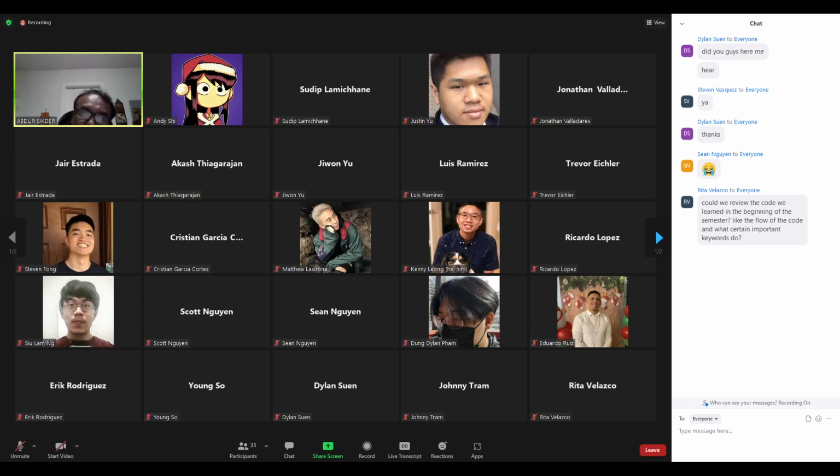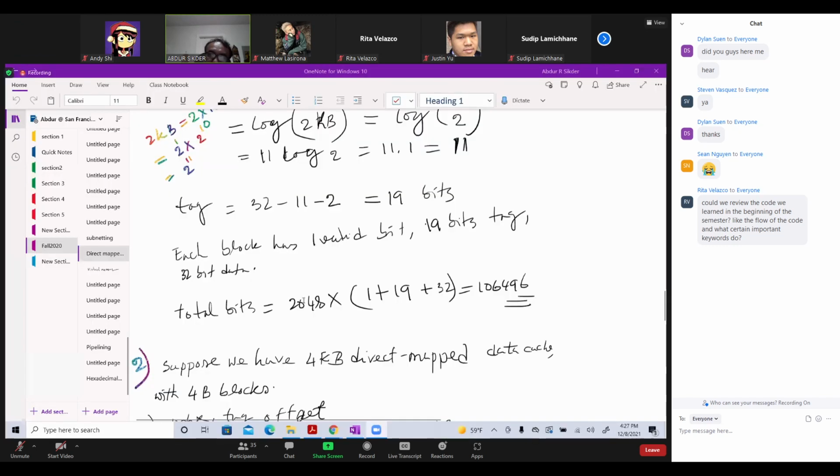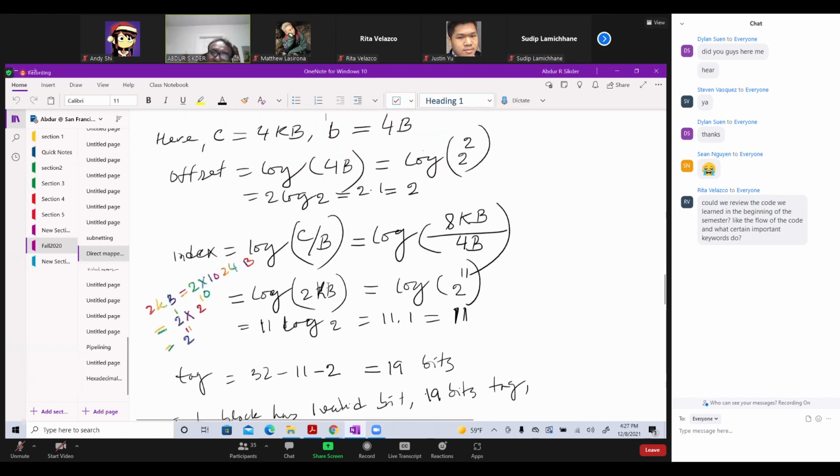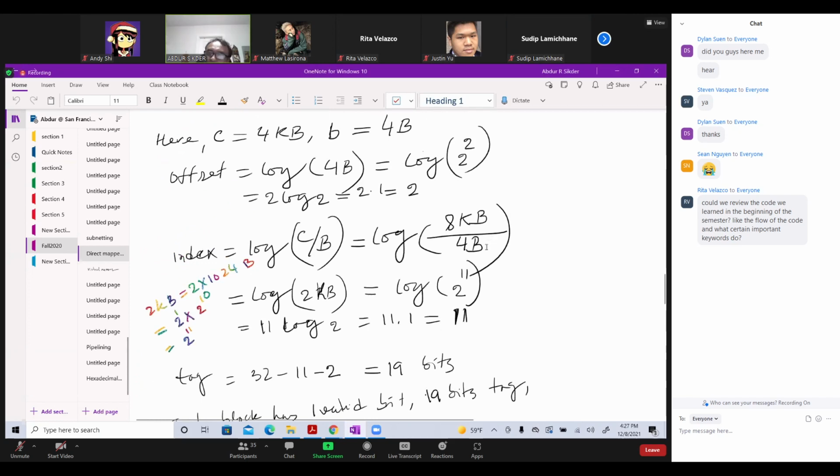In this example, if you see on the screen, are you seeing the screen? No. Let me share. This one. In this case, total bits is 2048 times 1 plus 19 plus 32. Here the tag is 19. So it's not always 1024. How do you get that 2048? Here, you divide cache size by size of the block. When you calculate the index, here, 8 KB divided by 4 bytes.